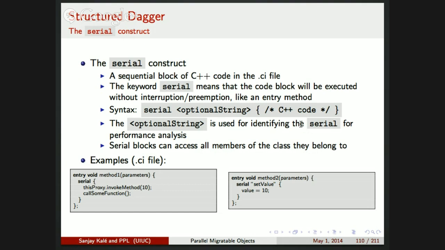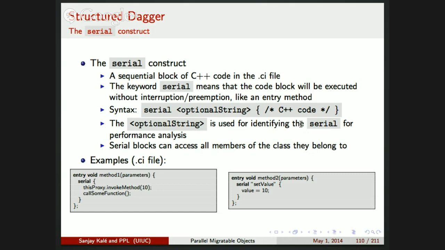And serial blocks can access any members of the class they belong to, just like any other block of code in that class. So for example, here we have method one, which has some parameters, and its body is just a serial block that will first invoke a method on this proxy and then call some function.